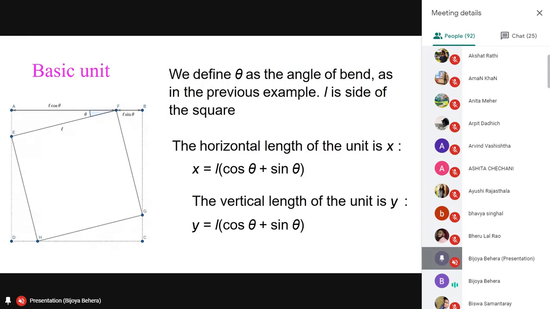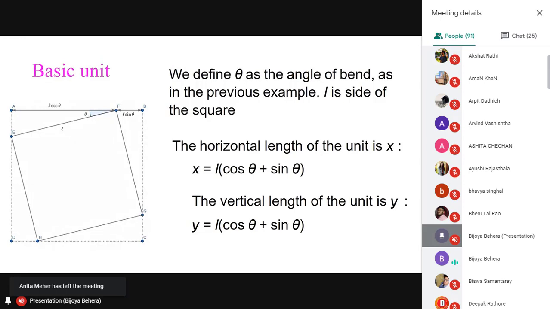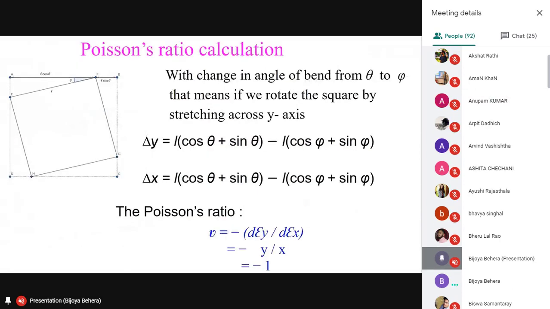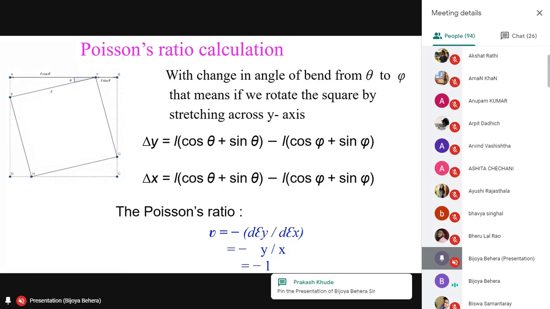Now what I will do is expand this material in one of the directions, let's say the longitudinal direction. So the angle theta will change from theta to psi. By changing this angle from theta to psi, you can find the change in the values of y and x in the axial and transverse directions. And your Poisson's ratio is nothing but lateral strain over longitudinal strain, that is dy upon dx, that is minus y upon x in this, which gives you -1.